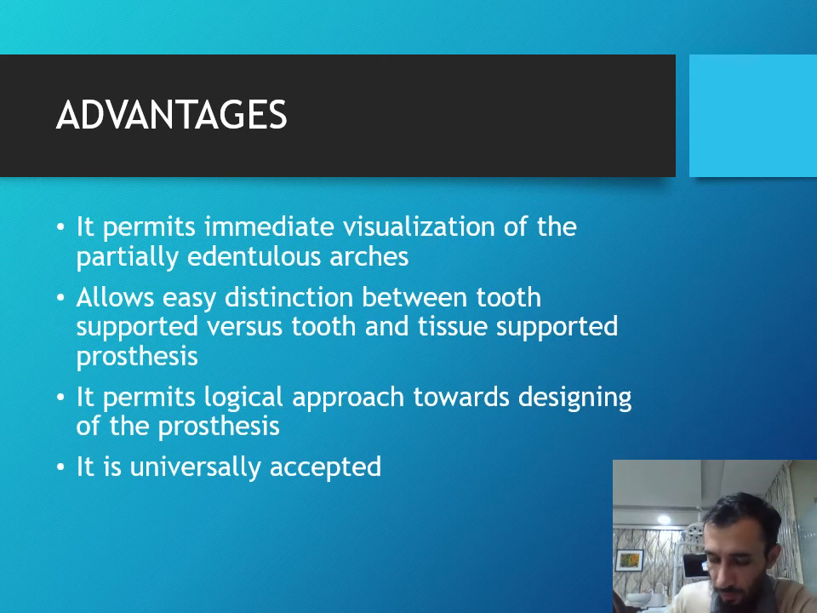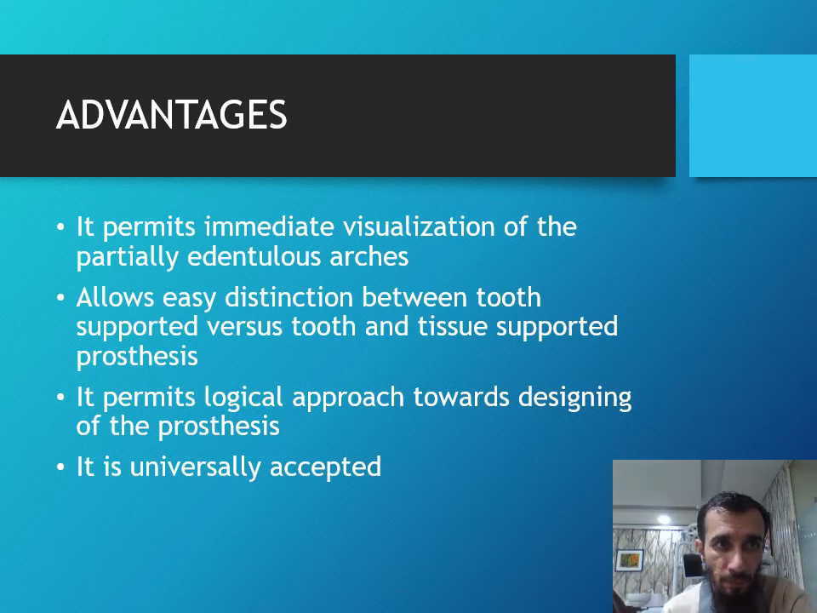So what are the advantages of Kennedy's classification? Well, just like we discussed that there are certain criteria, the advantages are that they permit immediate visualization of the partially edentulous arches. If someone says it's class 1 or class 4, you can easily tell which teeth might be involved, and it allows the distinction between a tooth supported versus a tooth and tissue supported prosthesis.